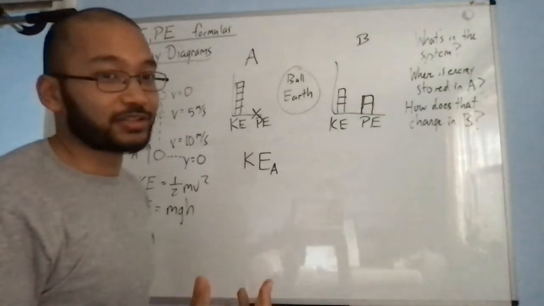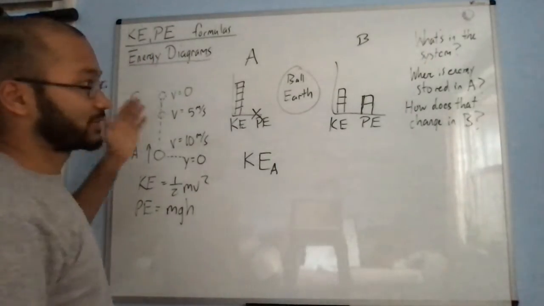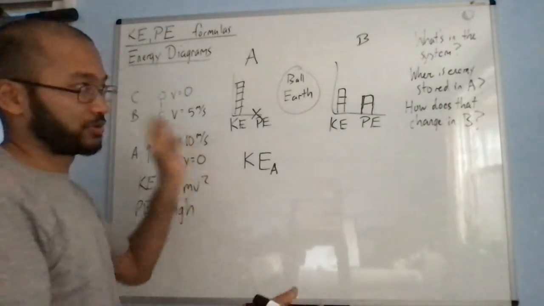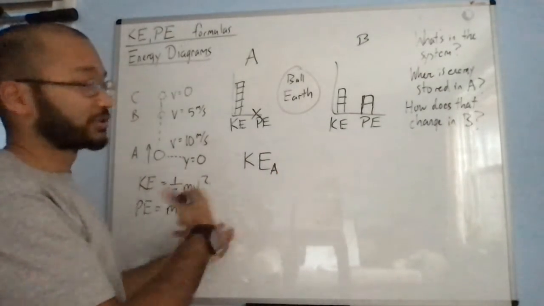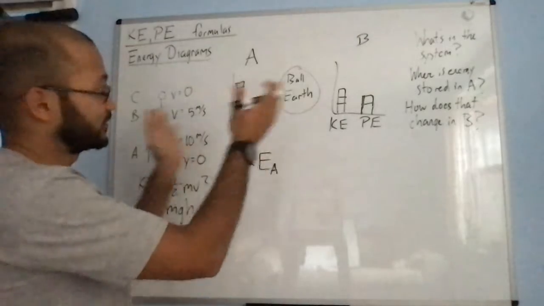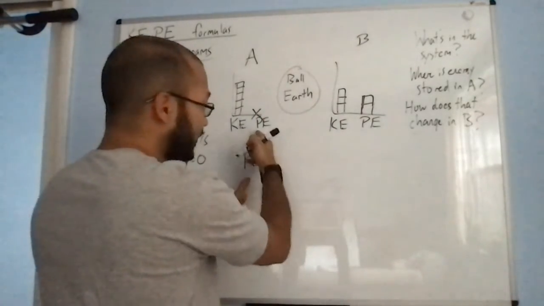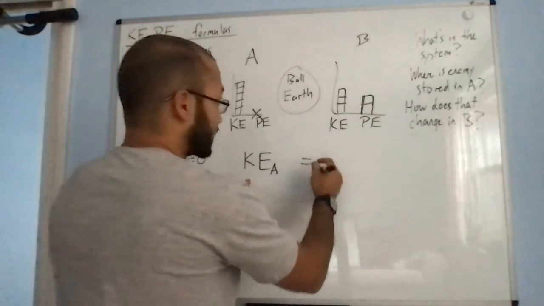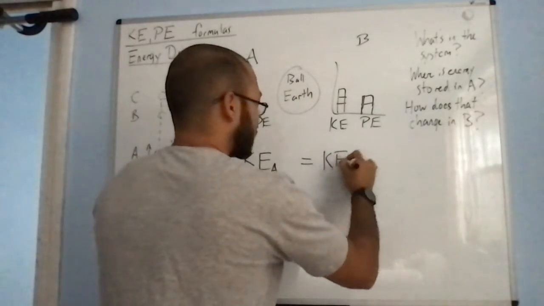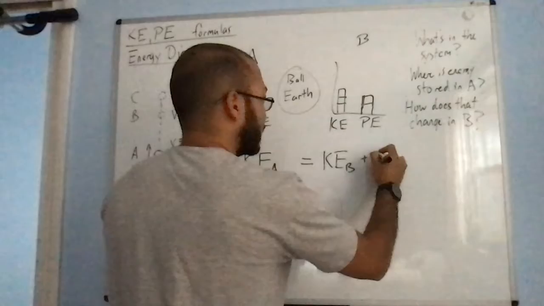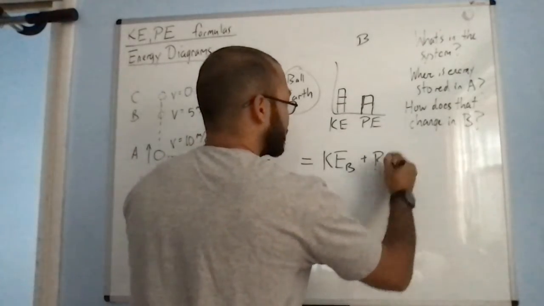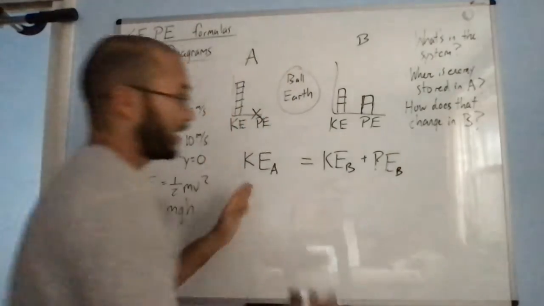In Regents, you're usually never going to need to keep track of more than one snapshot. It's very rare. The problems are usually just A and B. So initial and final will probably be okay. But here, since I'm using snapshot A and B, I'll say kinetic energy at A. There is no potential energy. So that's going to be equal to the kinetic energy at B plus the potential energy at B. And that's my general equation.